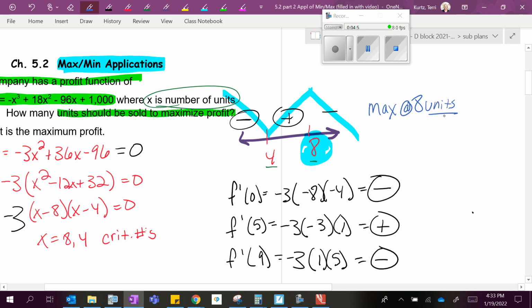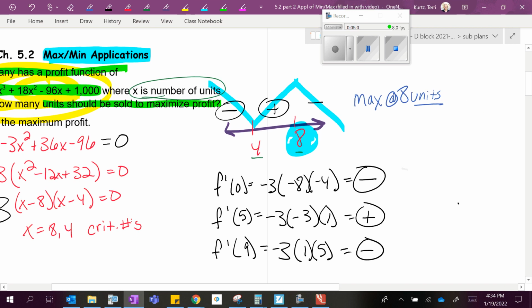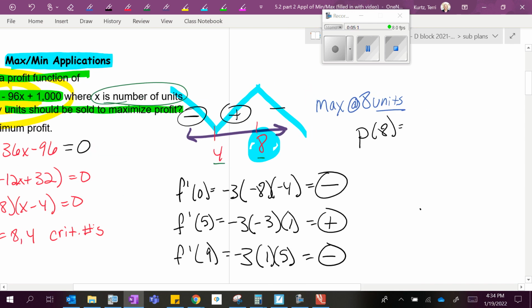X represents units, and I want to find the profit I'll make at 8 units. So again, I'm going to plug it into my original profit function, so I can find P sub 8. If you plug that in very carefully on your calculator, you will get 872. I encourage you guys to try that on your calculator. Make sure you get that.